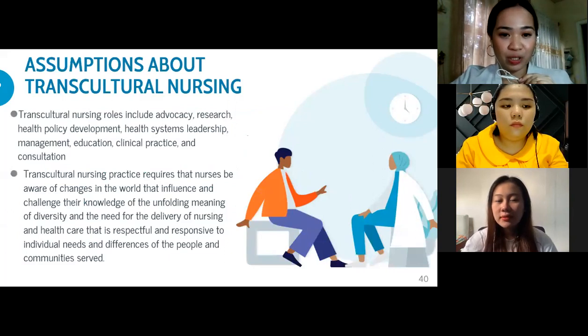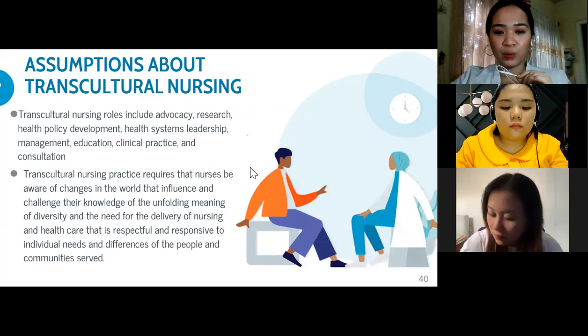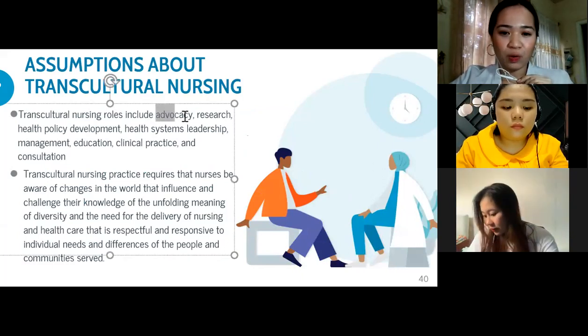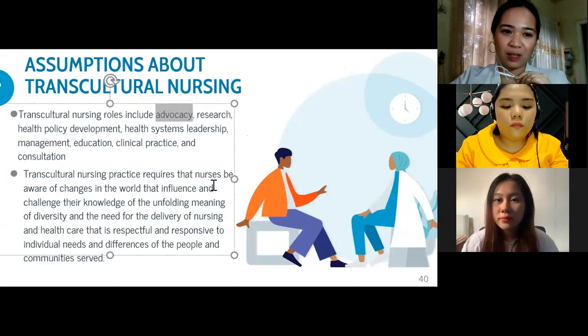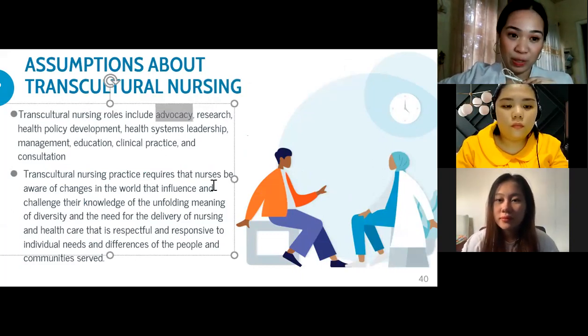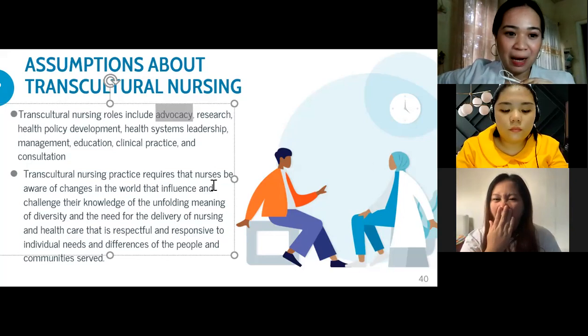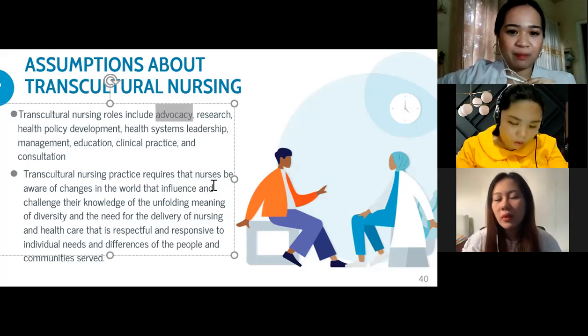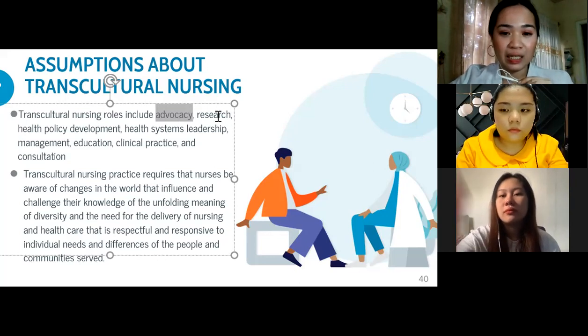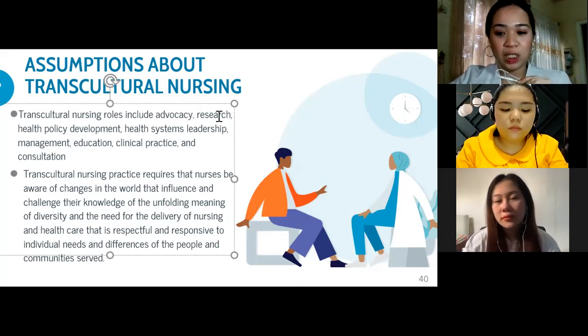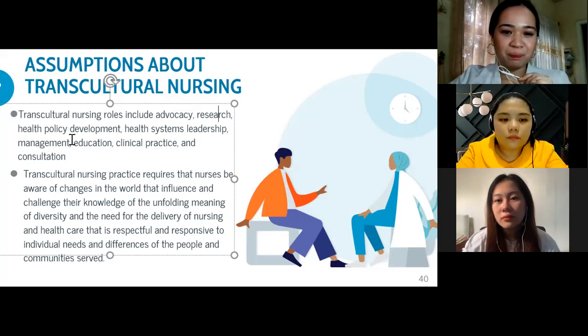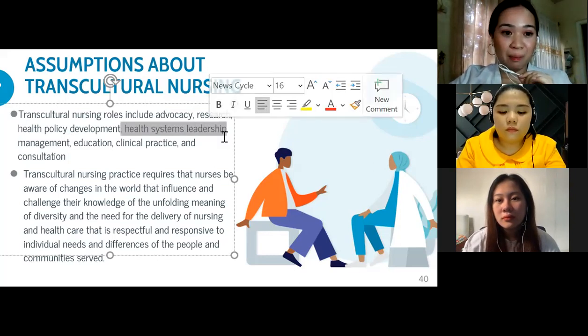There are some assumptions about TCN. Number one is transcultural nursing roles include advocacy. When we talk about advocacy, ibig sabihin ng advocate, you are a spokesperson. So, in a sense, you are a health speaker or para kang spokesperson for your client. It includes advocacy, research, because itong nursing na to, this is an ongoing research. Our care is ongoing. Health policy development, health systems leadership. When we talk about health systems leadership, you will be stepping up your game.